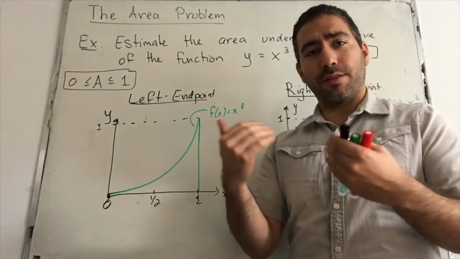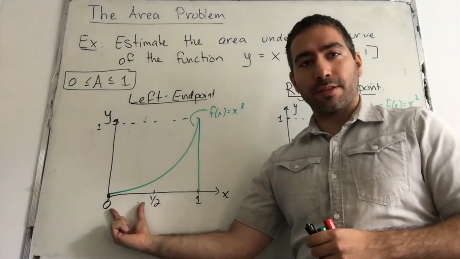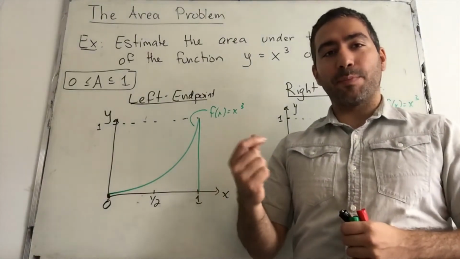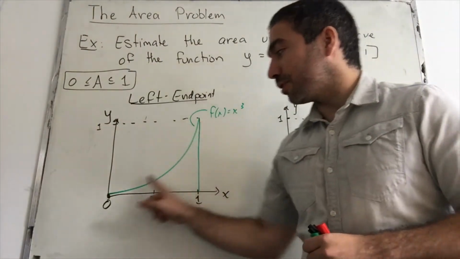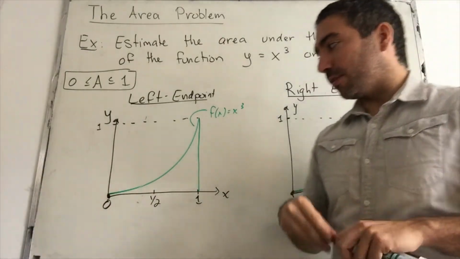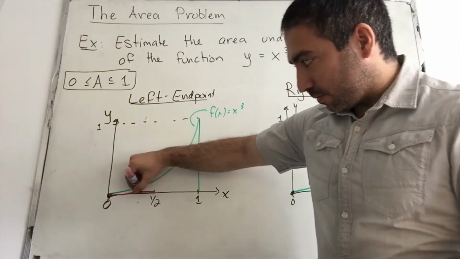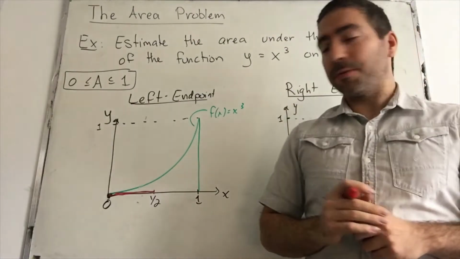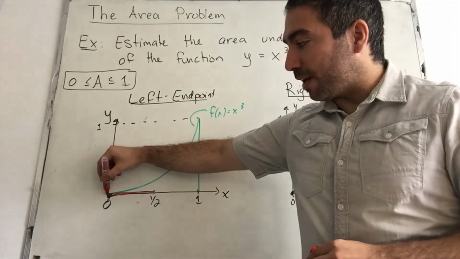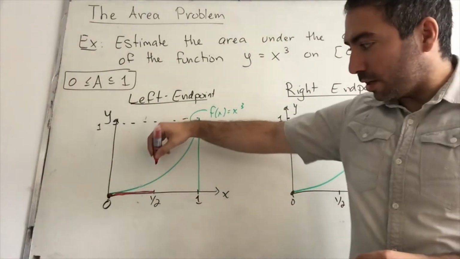So what we said is that we're going to partition it into two rectangles using widths of a half instead of one. If we're using the left endpoint, that means the left endpoint of our rectangle is going to touch the function. The function here in green is represented by f of x equals x cubed. If the left endpoint touches the function at 0, notice that we're going to have essentially just a small rectangle like this, right? And because the function starts at 0, the height of this guy is 0.